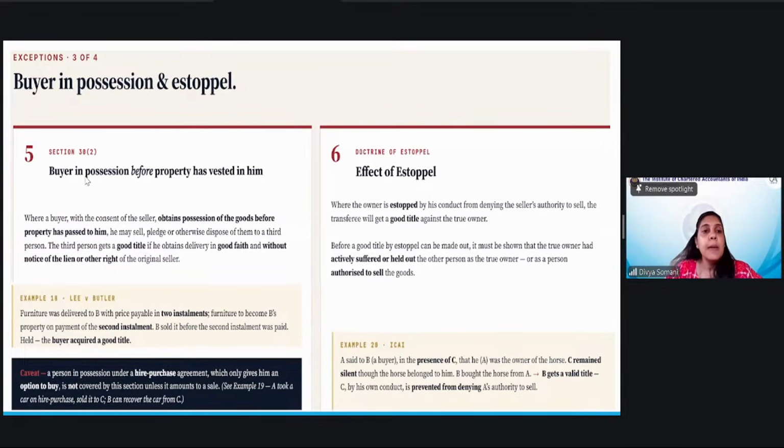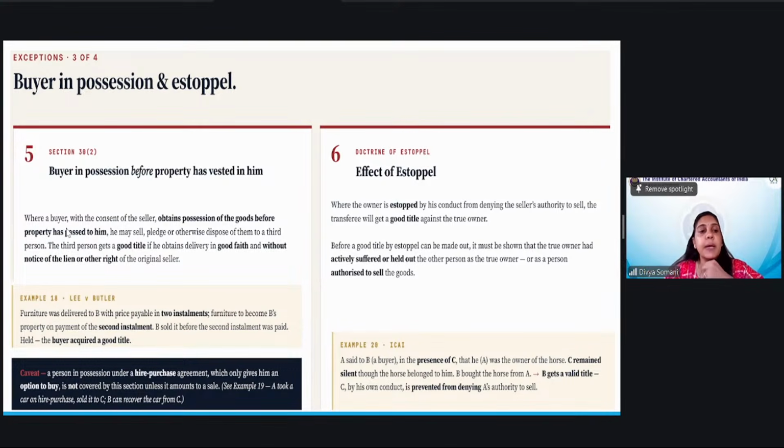Next exception is buyer in possession before property has vested in him. This may be a case of sale on approval basis. So you can assume that example wherein you have taken a painting on sale on approval for 3 days, and meanwhile you have passed it on to any of your friends. In that case, whether your friend will get the ownership of that painting or not. So he will get the ownership if he is acting in good faith and everything. So that is what we will read here.